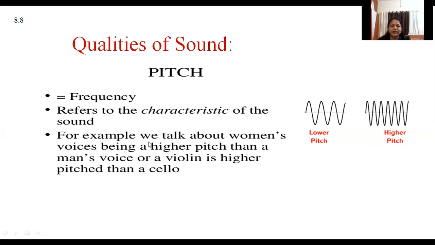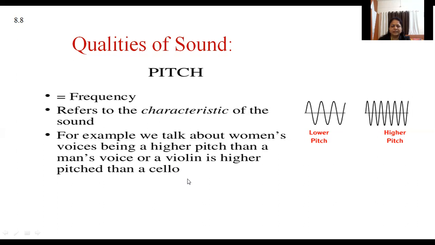For example, if we talk about the woman's voice, it is said to have a higher pitch. They have a sound with a higher frequency than the man's voice. And even the violin has a higher pitch than the cello.